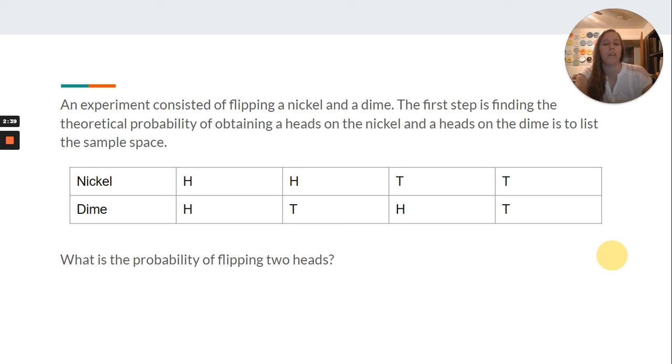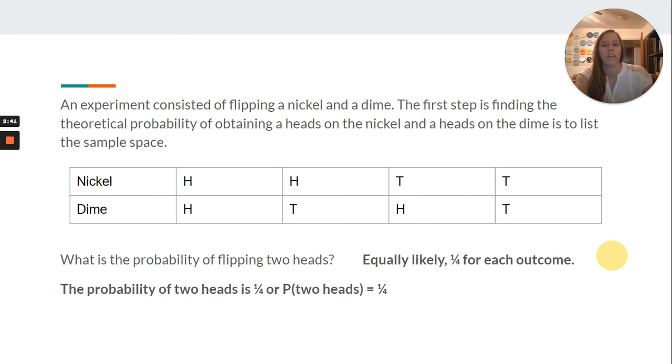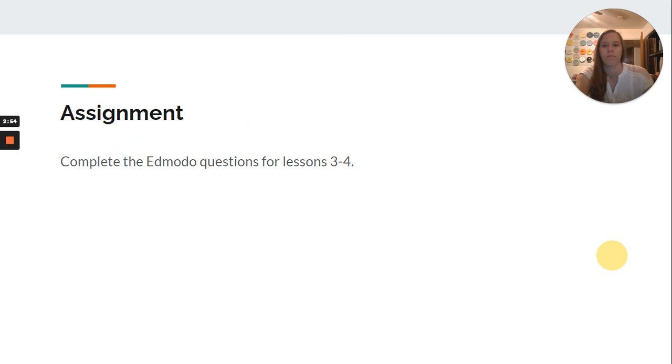Okay, so what is the probability of flipping 2 heads? Equally likely, 1/4 for each outcome. So there's 4 options. So the probability of 2 heads is 1/4, or P(2 heads) equals 1/4.